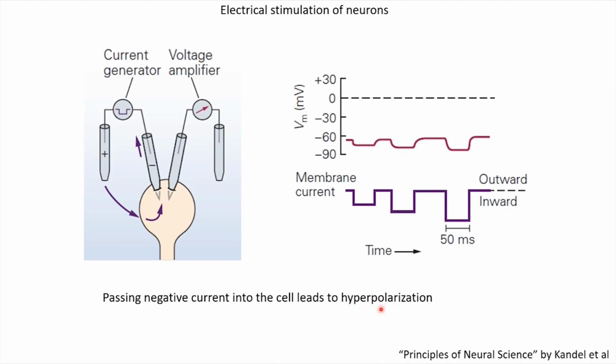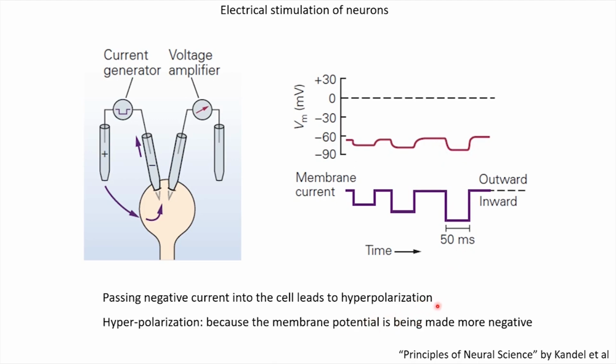The part of polarization here refers to the fact that the membrane is already negatively charged. So the membrane is not at 0, but at a negative voltage, and we say that the membrane is polarized. And when it becomes even more negative, it is becoming even more polarized. That's why we call it hyperpolarized.